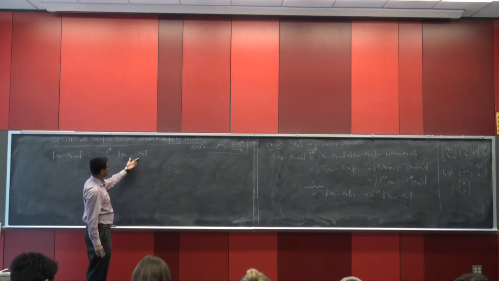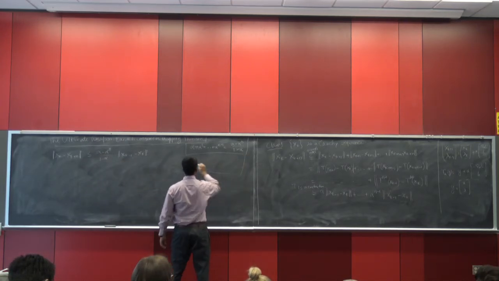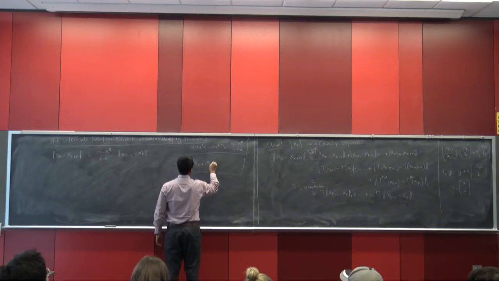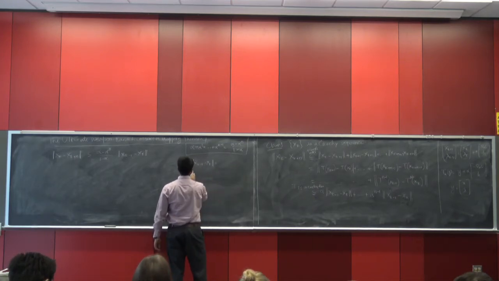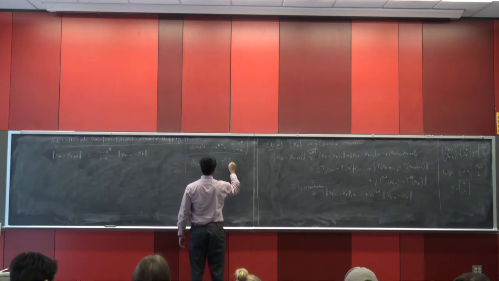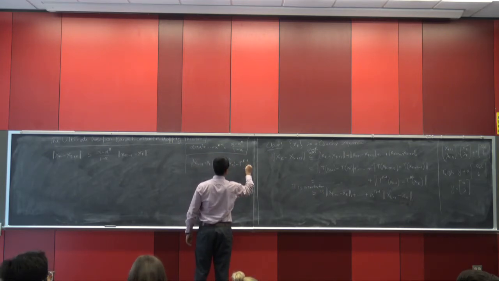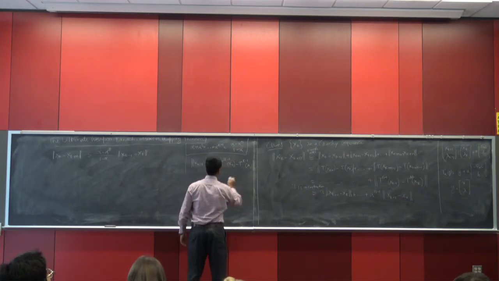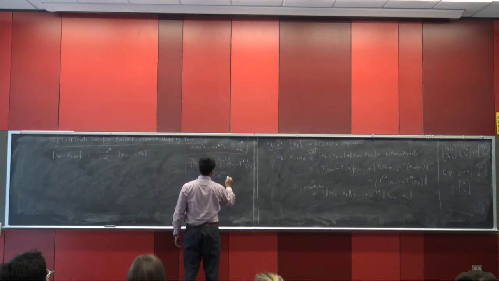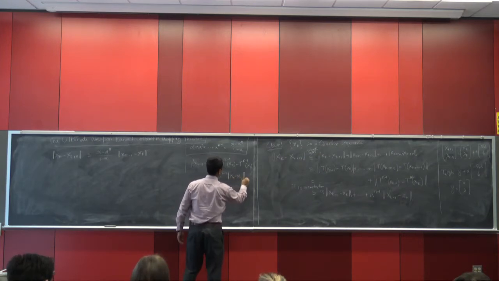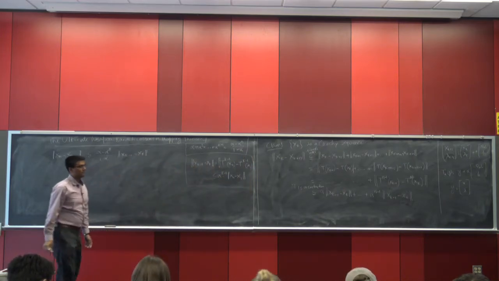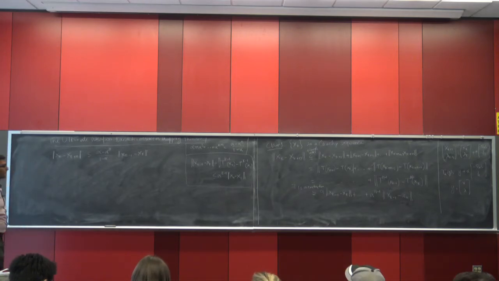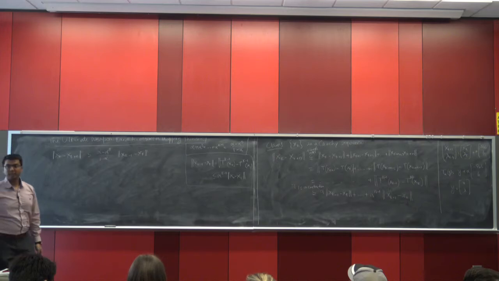Now next in line, x_{k-1} minus x_k can be written as T raised to k minus 1 x_0 minus T raised to k minus 1 x_1, and that's less than or equal to alpha raised to k minus 1 times x_0 minus x_1. Okay. Questions?